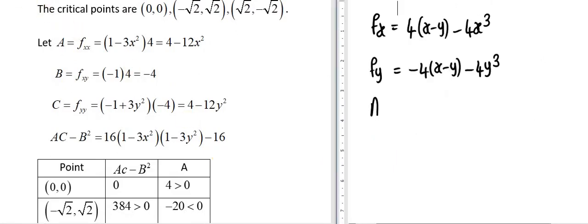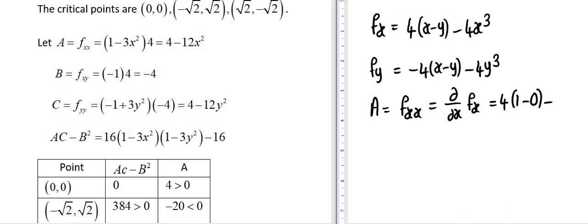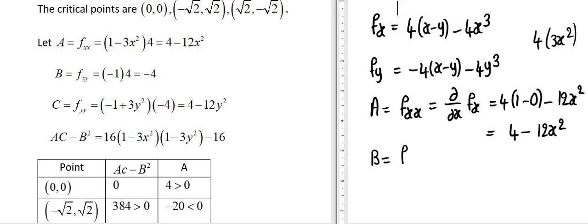A equal to fxx. So observe, dou by dou x of fx. So 4 is a constant, for x 1, for y 0, minus 12x square. Y means x cubed differentiation is 3x square. 4 3s are 12x square. So a is 4 minus 12x square.